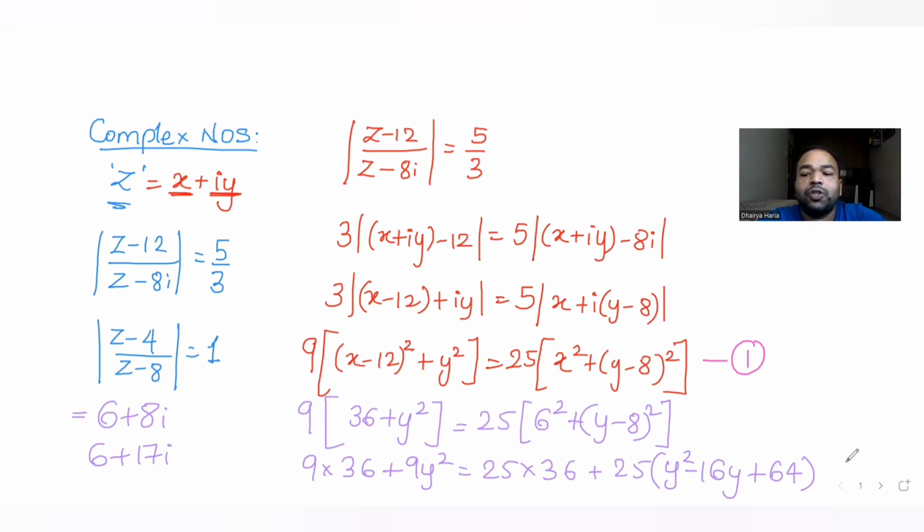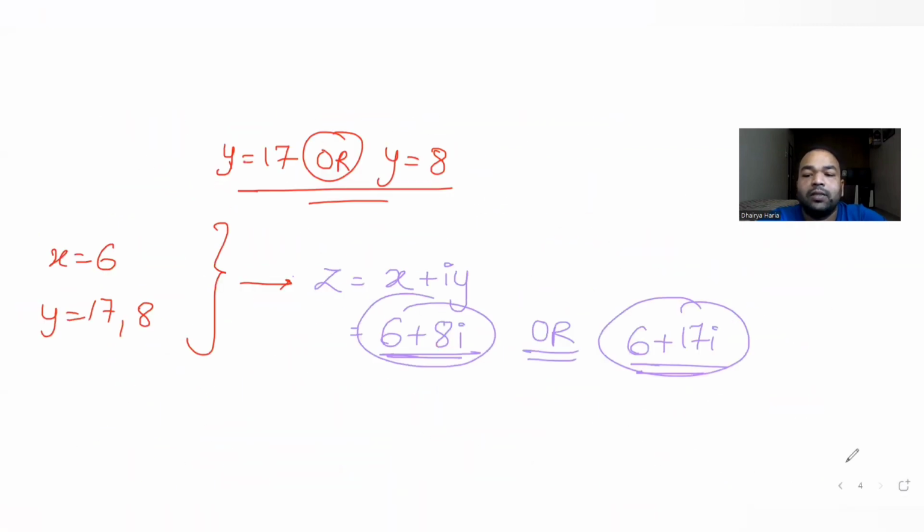And if you see the options, the ones which match are A and D. So there are two answers to this question. It is a multiple answer question, and we have two answers in this case, that is A as well as D. So both of them are correct here.